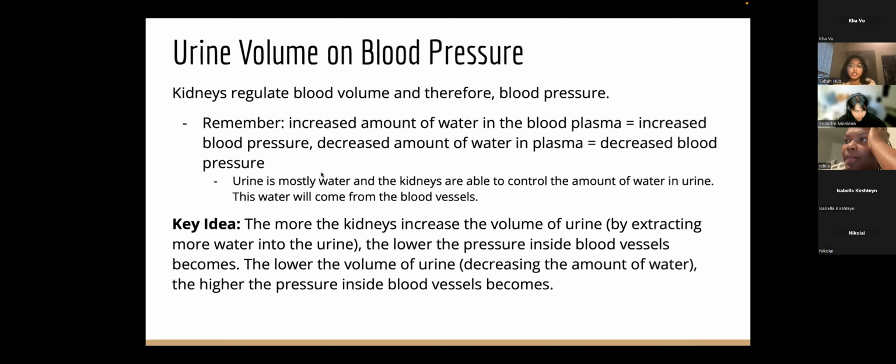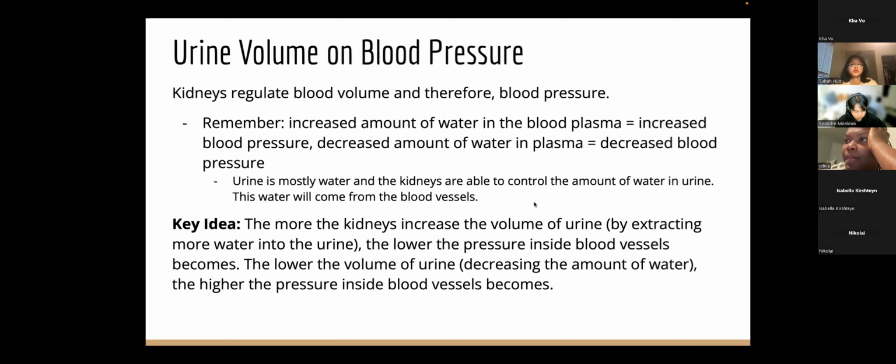And the kidneys are able to control the amount of water that is filtered into your urine. They're able to do this through maybe the amount of aquaporins that are lining the collecting duct, so they can control if there's a lot of water that's going to be left in your urine or a lot that's going to be reabsorbed. And then this water is going to be coming from your blood vessels. We'll go more into detail with the structure, I think, after this slide.